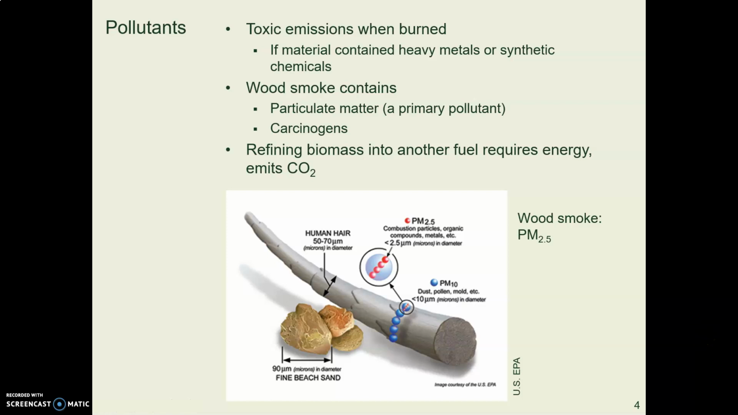human hair. I'm sorry. A human hair is 50 to 70. There are a bunch of PM10s in a human hair. Okay, so if you breathe in PM10, like it's ragweed season and you breathe in pollen, you'll cough a lot if you have allergies, but you can cough that out of your lungs and get rid of it. Smaller particles are PM2.5, so they are 2.5 microns in diameter.